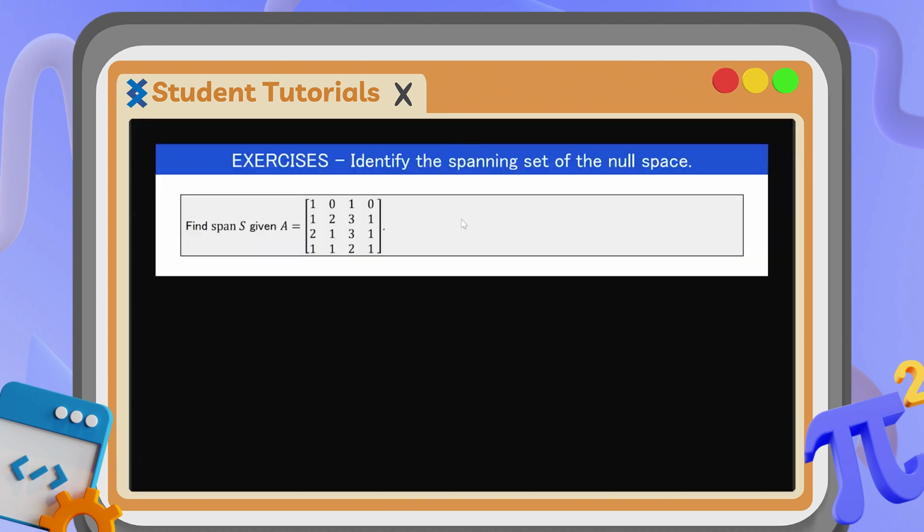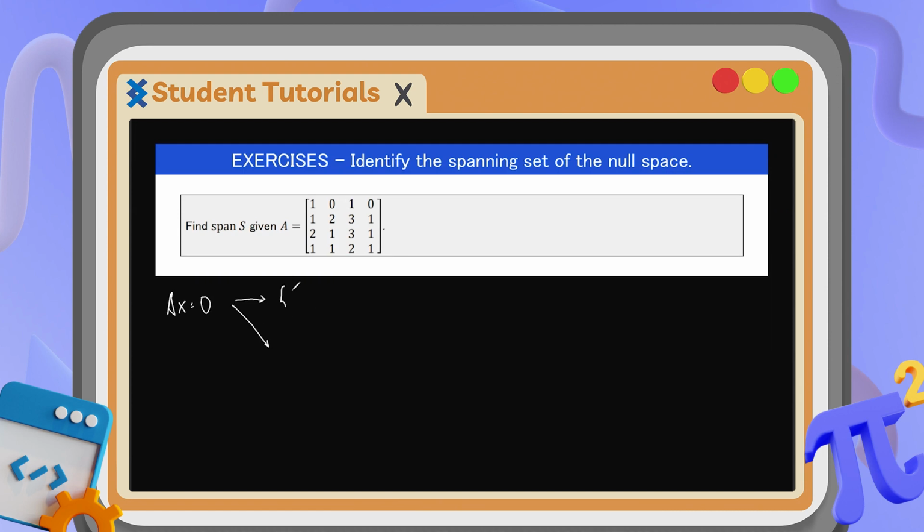So next, we try to identify the spanning set of the null space. Here we have our coefficient matrix A, and this is our zero vector and the variable vector. What we want to find out is the spanning set of the null space. Here, we can have two possible results in the spanning set of the null space.